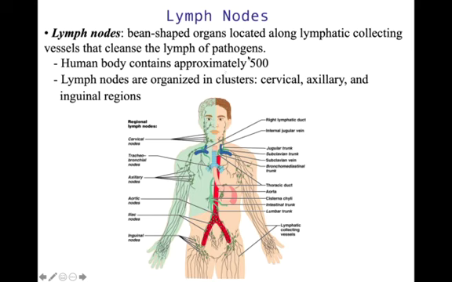There are approximately 500 of these lymph nodes, scattered along different parts of the body. For example, here in your neck, we call these the cervical nodes. We have some in your armpits, which we call the axillary nodes. We have some in your groin region, which we call the inguinal nodes, and so forth. So by the time the lymph reaches your subclavian veins, it has been cleared of any type of pathogens.